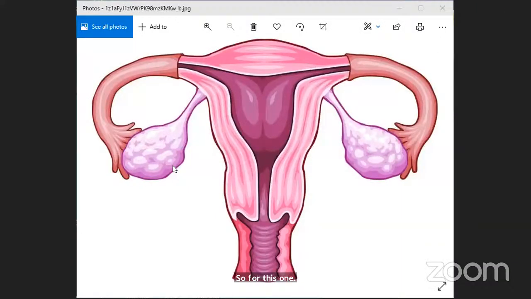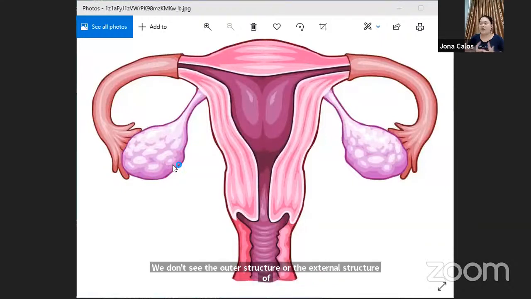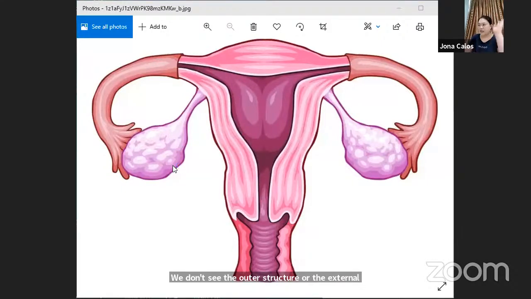So for this one, we don't see the external structure of the female reproductive system. And again, what we see only on the outer part is the vulva and the clitoris. But we cannot see it with this. So for the female reproductive system, we're going to focus on the internal structure or what is inside.